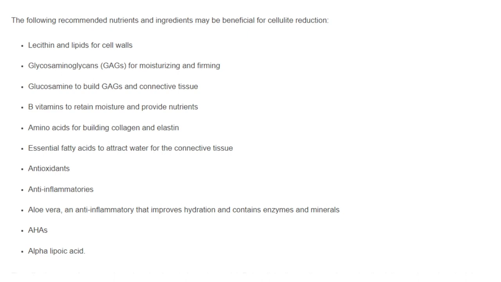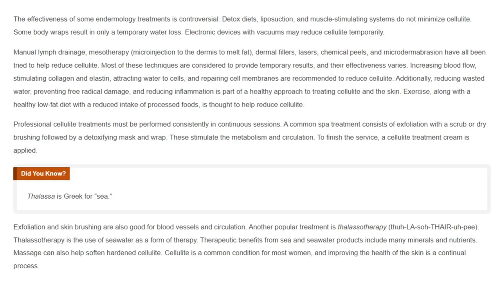Anti-inflammatories. Aloe vera, an anti-inflammatory that improves hydration and contains enzymes and minerals. AHAs. Alpha-lipoic acid. The effectiveness of some endermology treatments is controversial. Detox diets, liposuction, and muscle-stimulating systems do not minimize cellulite. Some body wraps result in only a temporary water loss. Electronic devices with vacuums may reduce cellulite temporarily.